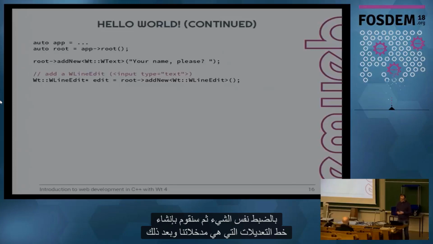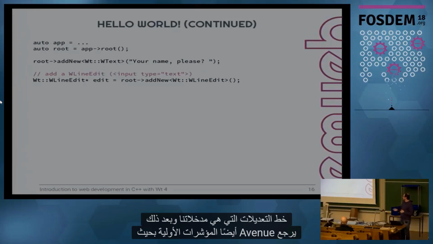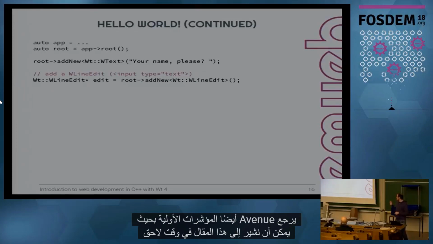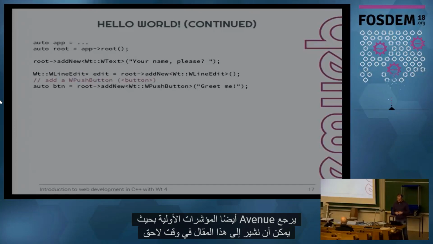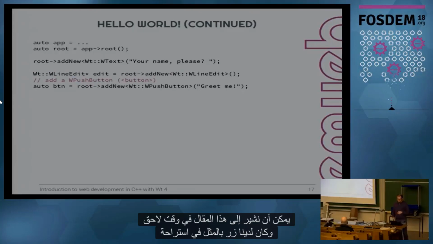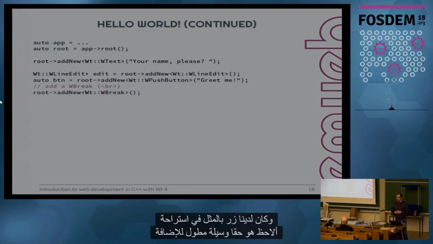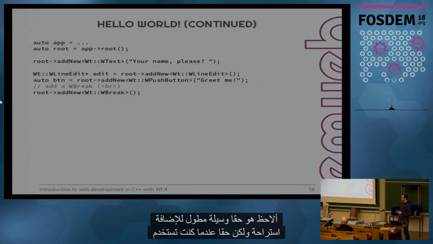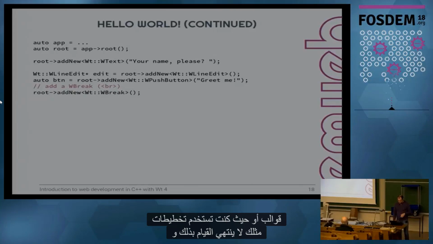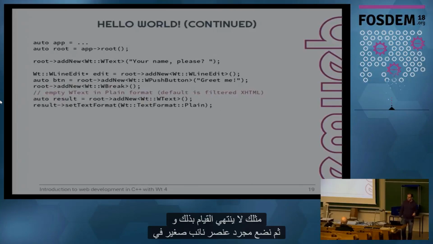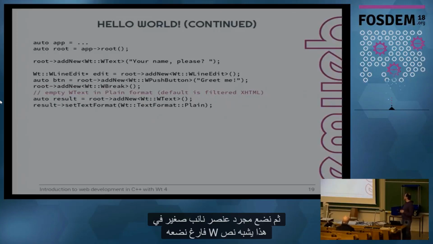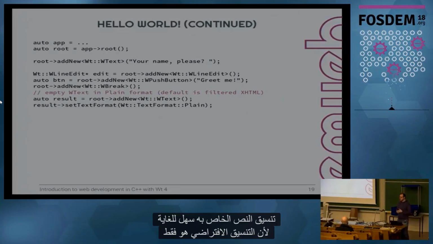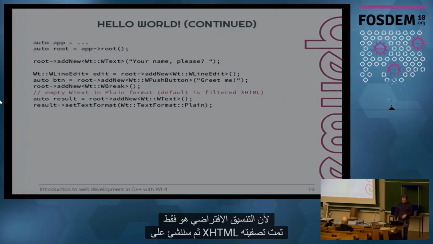Then we'll create a line edit, which is our input. And then add new also returns a raw pointer so that we can refer to this edit later. And we add a button similarly, and add a break. I know this is a really verbose way of adding a break, but really when you're using templates or when you're using layouts, you don't end up doing this. And then we just put a little placeholder in. That's like an empty W text. We set the text format of it to plain because the default format is just filtered XHTML.